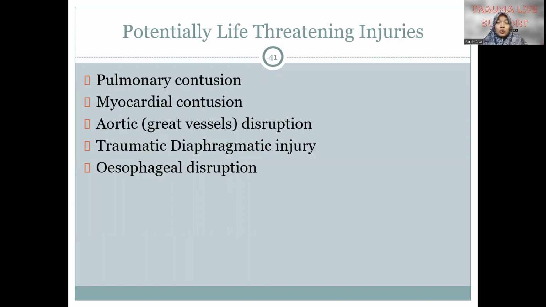Just briefly. When you do your chest X-ray, you'll be able to see your pulmonary contusion, and at the same time, you will see if there's any widening of the mediastinum for aortic disruption. You will be able to see diaphragmatic injury in your chest X-ray too. When you do your ECG in the primary survey adjunct, you'll be able to detect myocardial contusion. And in the chest X-ray, if a patient has subcutaneous emphysema or mediastinal emphysema, then it can be esophageal disruption too.